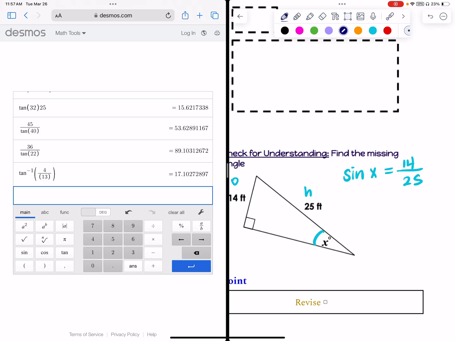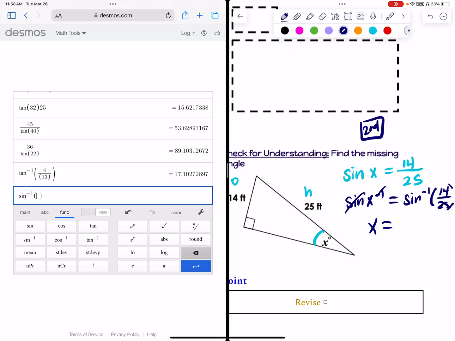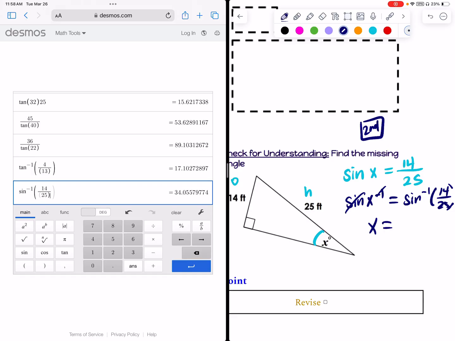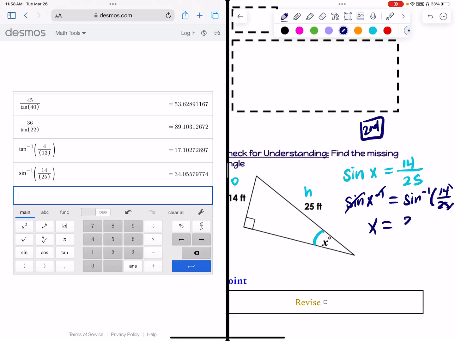Now we need to find the angle, so you're going to use the second button on your calculator. So sine of x, the inverse sine on both sides. This cancels out. You don't have to put the cross marks, just x's alone. And function inverse sine 14 divided by 25. And we're going to get 34.05, or 34 degrees. Let's round to the nearest degree.